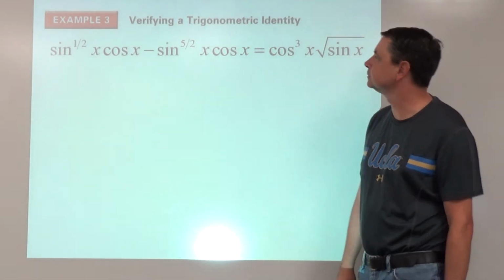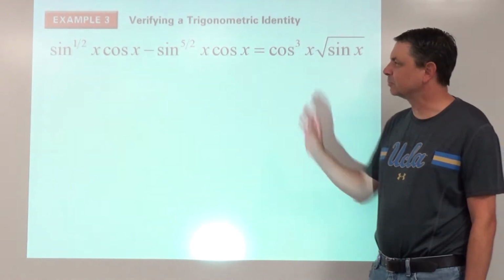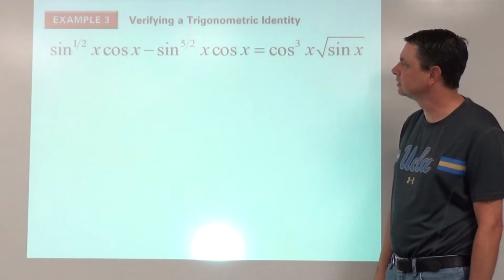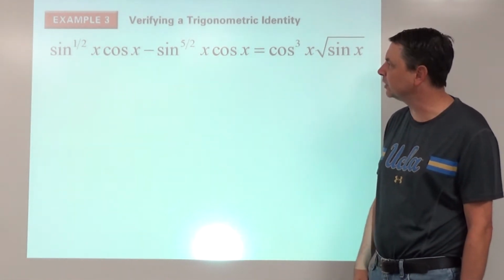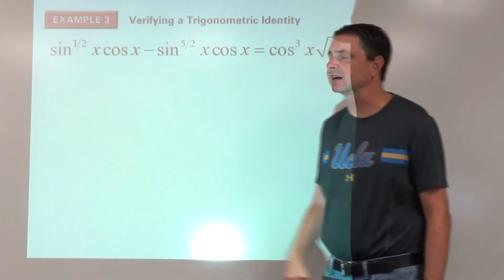Example 3. Seems to be a lot going on the left. Let's go there first. I think we could factor. We got common factor. We've got clearly a cosine x that's a common factor.